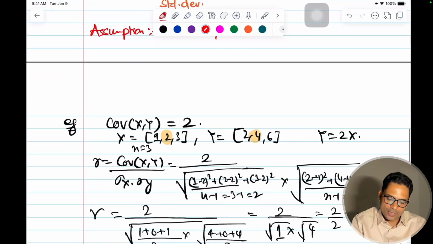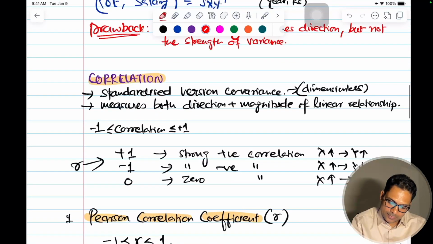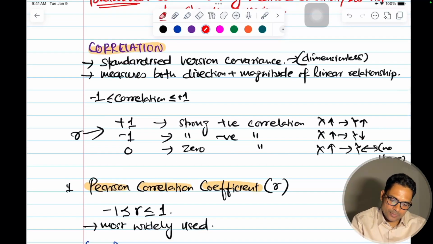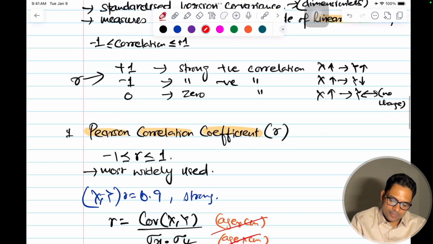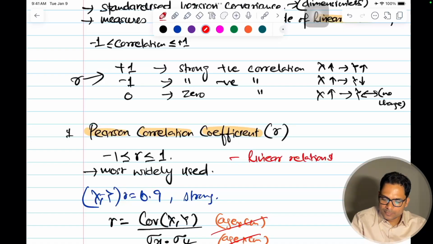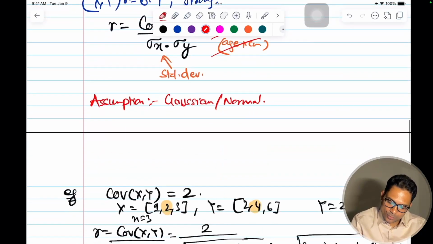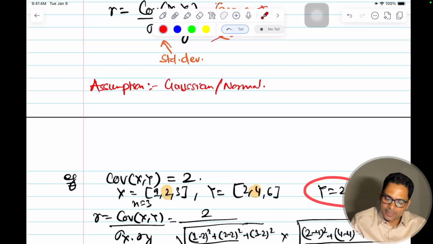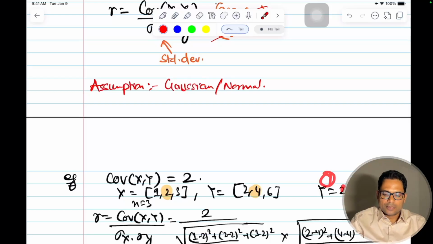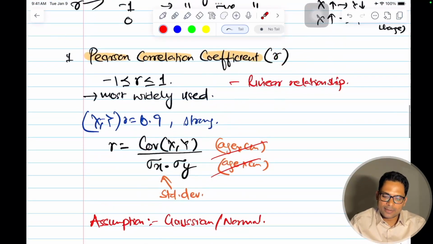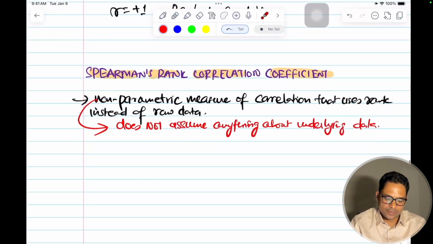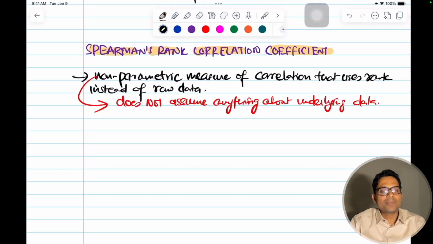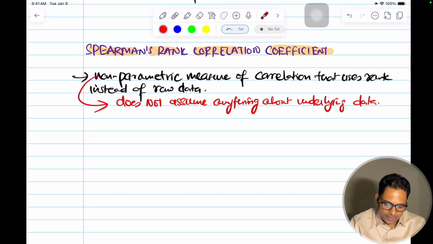And I said this is for measuring a linear relationship. You saw here, x is equal to 2y, y is equal to 2x. This is really linear: x and y are related, the power of x and y is 1, and the coefficient is just the multiplication factor. That's a linear relationship, and that's what Pearson assumes. But Spearman's rank coefficient, first of all, is non-parametric.